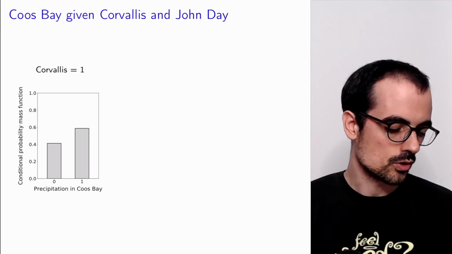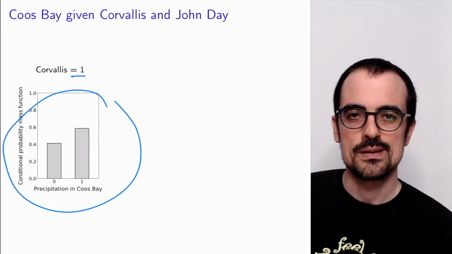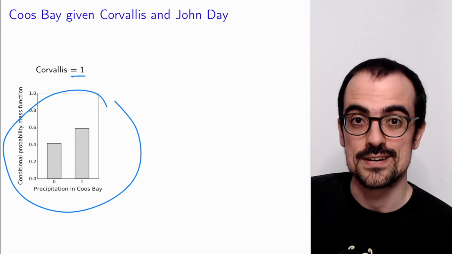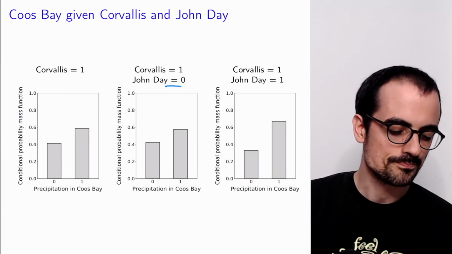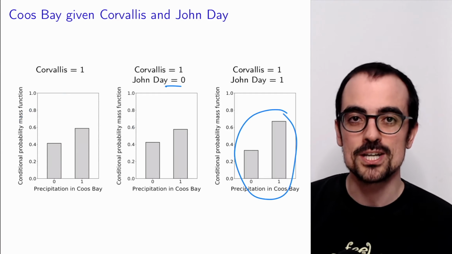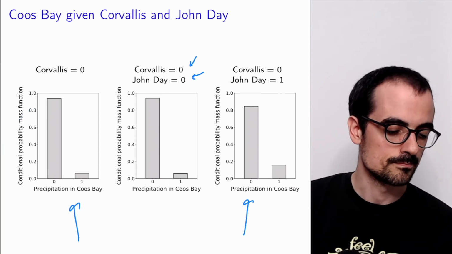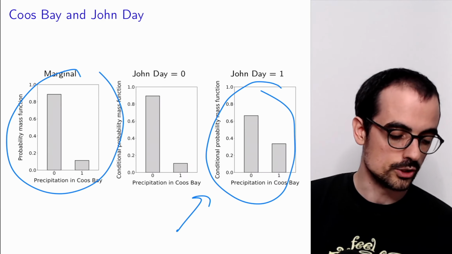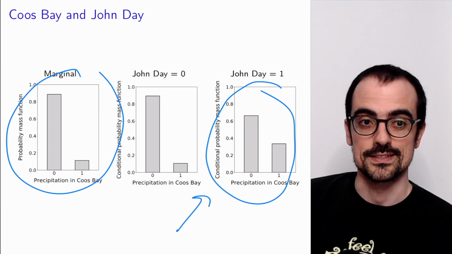Similarly, if we condition on Corvallis being equal to 1, the conditional PMF of precipitation in Coos Bay is actually very different. But now if we incorporate John Day, here it does look a little bit different, but the difference is much less than when we don't know Corvallis. Let me go back to that. So this was when we don't know Corvallis, the difference is actually much more significant.